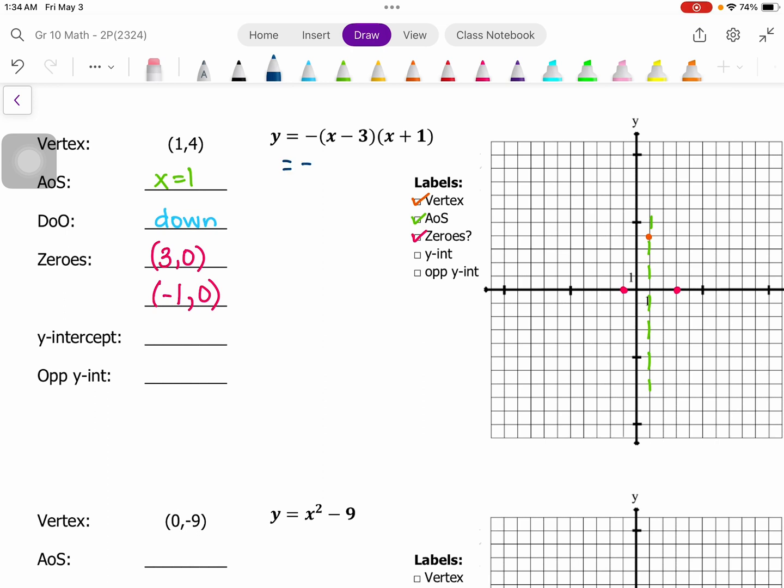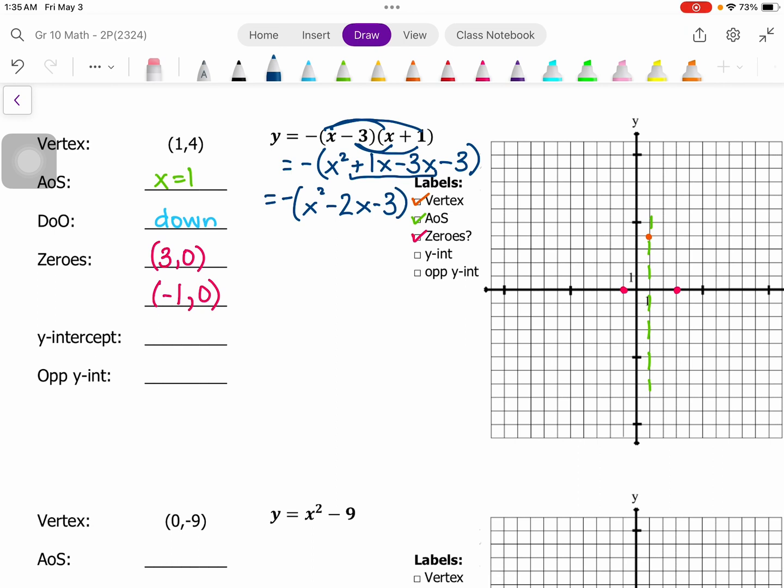go ahead and do my binomial expansion. And because I have a -1 out in front here, I'm going to keep that outside, and then I'm going to put my resulting trinomial inside of a set of brackets. So here I have x times x, that's x squared. Then I have x times 1, which is positive 1x. Negative 3 times x is negative 3x, and negative 3 times positive 1 is negative 3. I'm going to now collect my like terms. So I have x squared minus 2x minus 3.